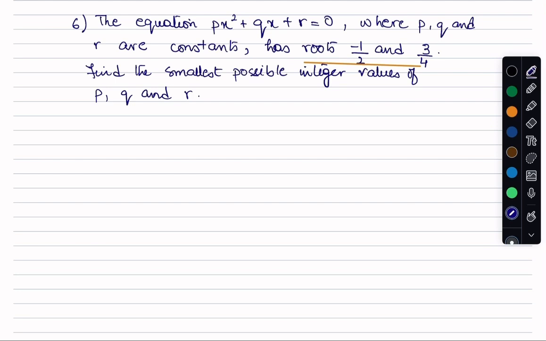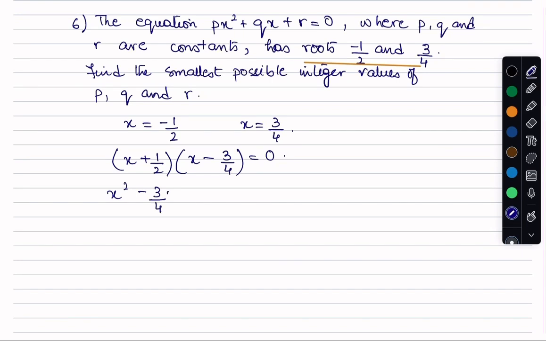So for such questions, the roots are given. Therefore, we can say that x is equal to negative 1 by 2, and I can also say that x equals 3 by 4. If I bring it to the factorized form, I can say it's (x plus 1 upon 2) and (x minus 3 upon 4), which should be equal to 0 here. Solving them, I can say it's x squared minus 3 by 4 x plus 1 by 2 x and minus 3 over 8, which is equal to 0.